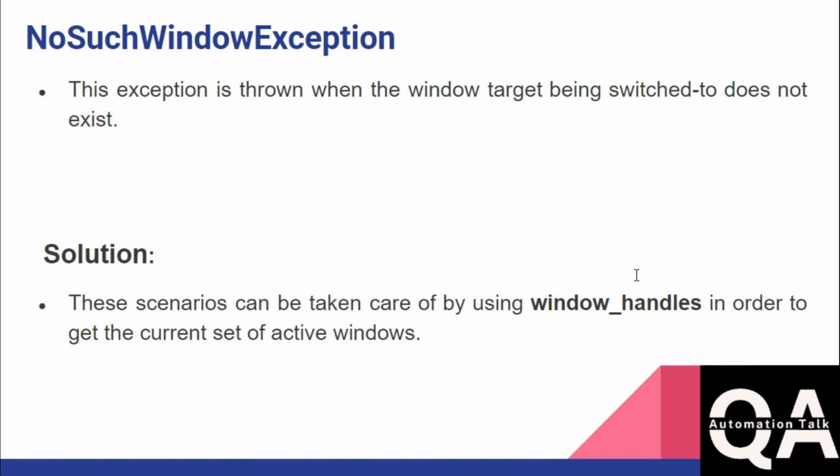So the next exception is NoSuchWindowException. This exception is thrown when the window target being switched to does not exist. So you are trying to switch to a window that is not there, and that is the reason it is going to give you this exception. The solution is simply to use window handles. In order to get the current set of active windows, you have to use the getWindowHandles method. Using that, you can escape this exception. So let's move to the next exception.